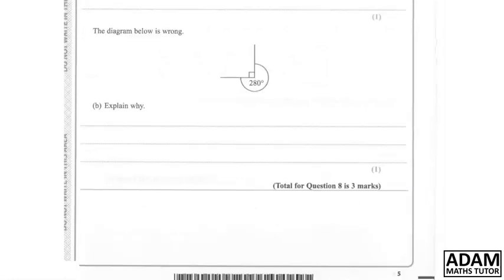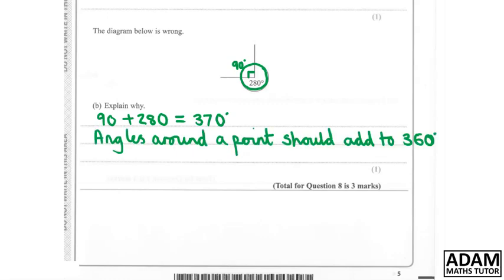Part B. The diagram below is wrong. Explain why. So they've labelled this angle here as a right angle, which means it should be 90 degrees. And I know that angles around a point should add to make 360 degrees. So 90 plus 280 degrees is 370. Angles around a point should add to 360 degrees.